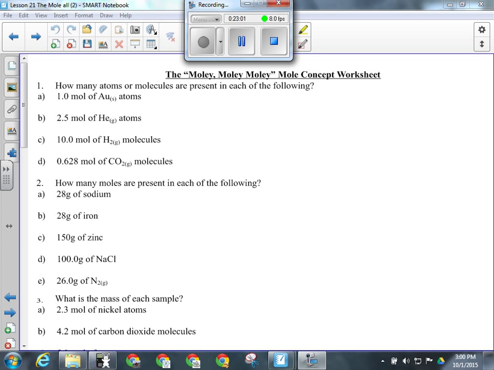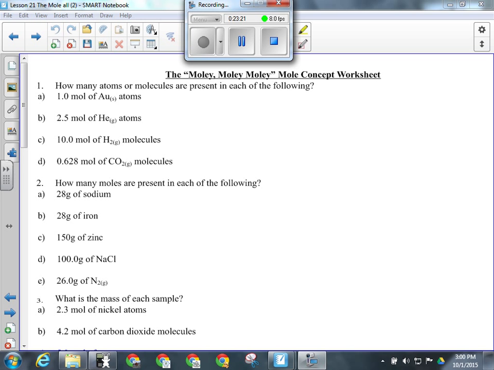Number 2 is a little more like what we've been doing, a little easier, but a little more like that. You're going to have to use the mole equation for number 2. You won't need Avogadro's number unless you're looking for the number of molecules or you're given the number of molecules. So make sure you're not overusing his number.